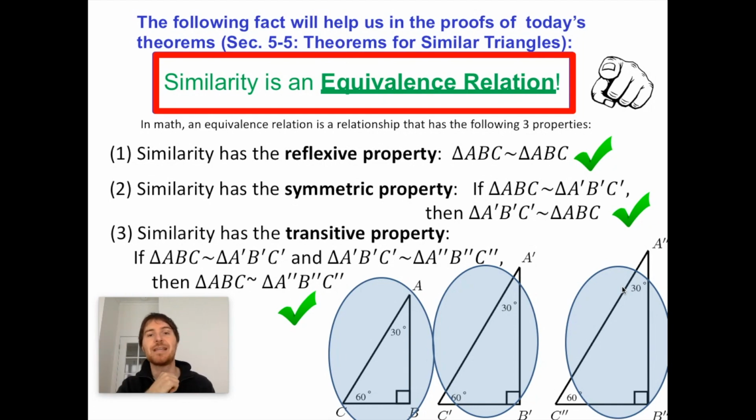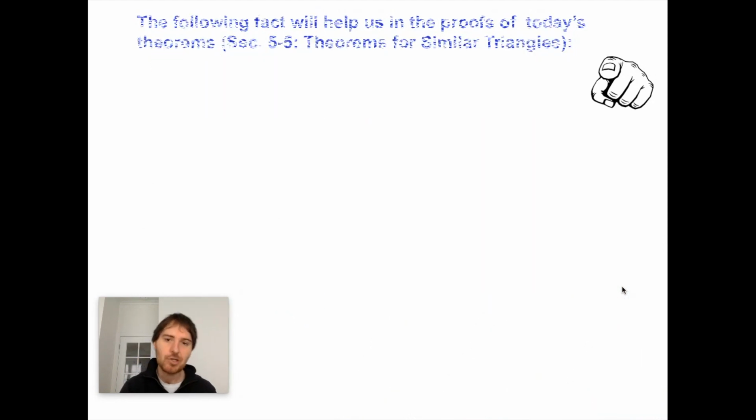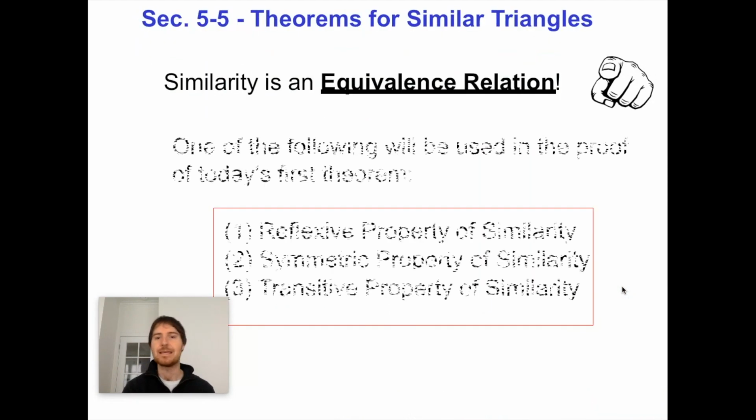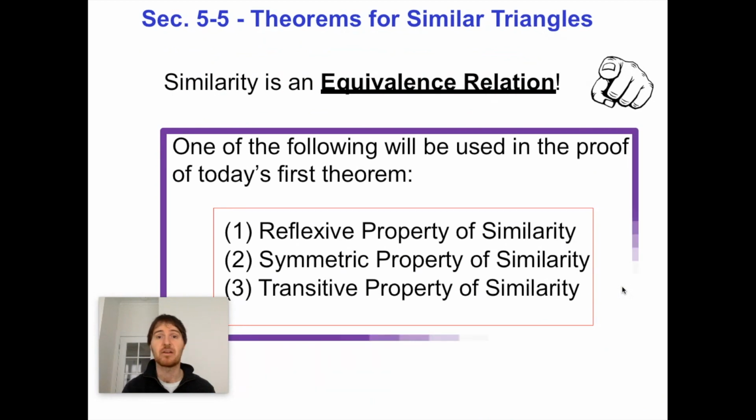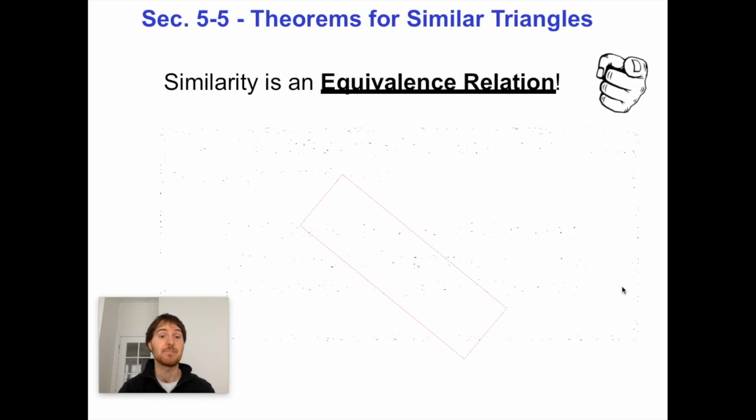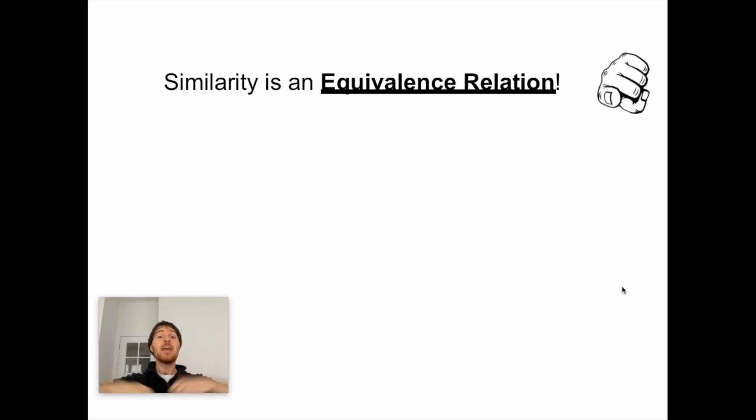So in order to save us time in our proofs today, one of these is going to come up. It might be the reflexive property of similarity, the symmetric property of similarity, or the transitive property of similarity, okay? So one of the following is going to be used in the proof of today's first theorem. Similarity is an equivalence relation, okay? We can use these properties: reflexive, symmetric, or transitive. We're just going to use that to make our lives easier in proving stuff today. And let's get to it.